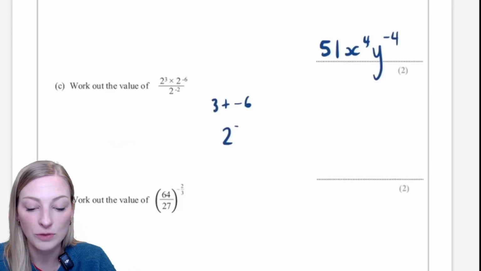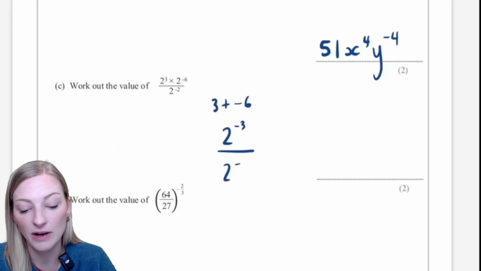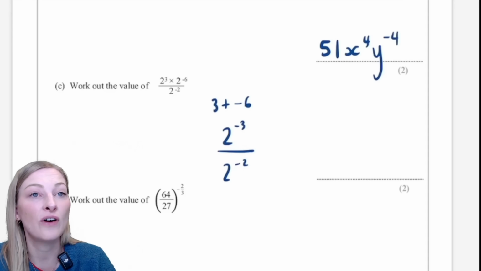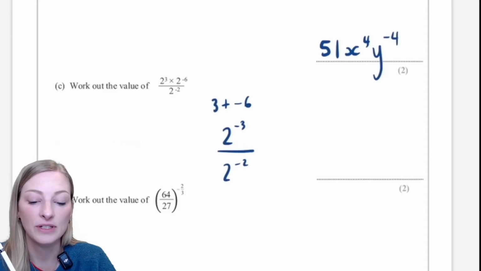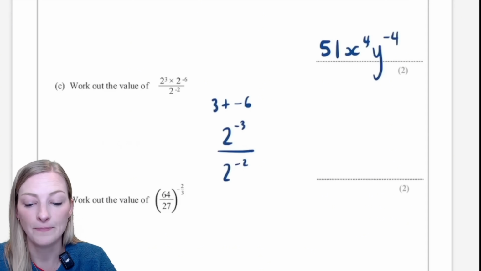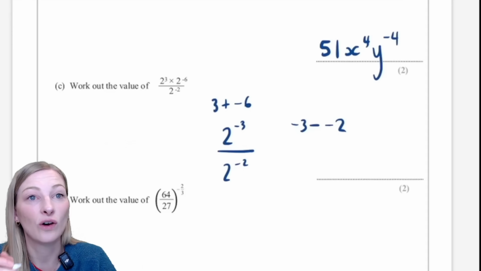And so we've got 2 to the power of minus 3 divided by 2 to the power of minus 2. And here, because we're dividing, we're going to take away the powers, which leaves me with minus 3 minus minus 2. And that's going to add it on. Minus 3 add 2 is minus 1.